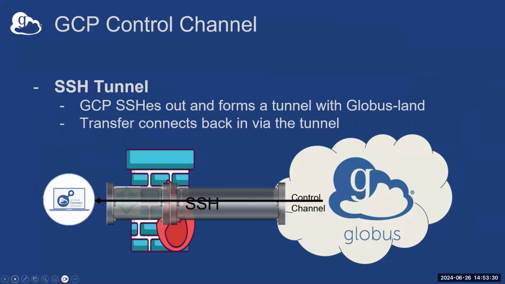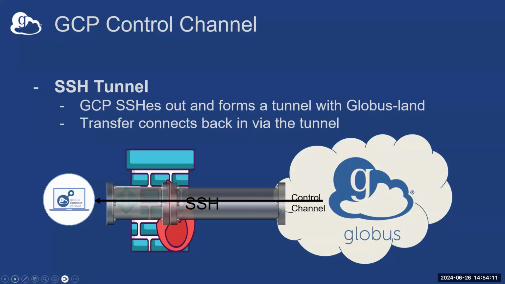So Globus Connect Personal control channel is an interesting case. So as I mentioned, there's no incoming connectivity that we can assume with Globus Connect Personal. However, as mentioned, Globus needs to contact it whenever Globus needs to. GCP has no idea when that will be. So the way that we solve that problem is there's an SSH tunnel that runs when Globus Connect Personal is running and tries to stay up the whole time, connecting from the network, from the device where Globus Connect Personal is running to Globus Transfer Services.